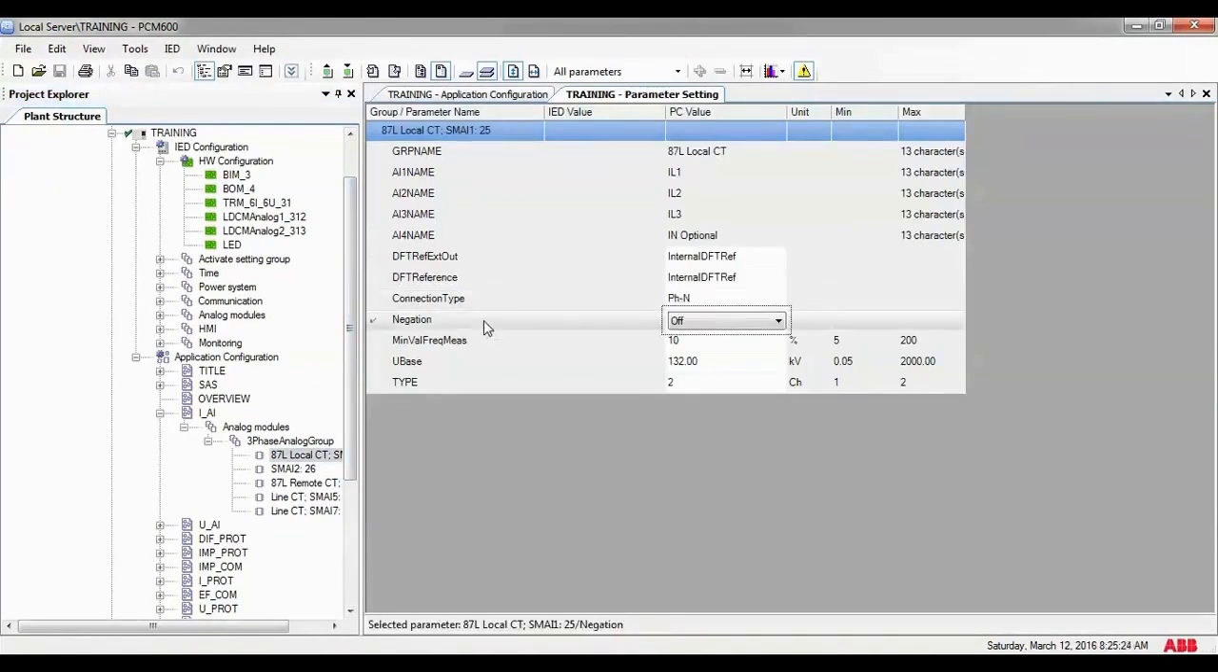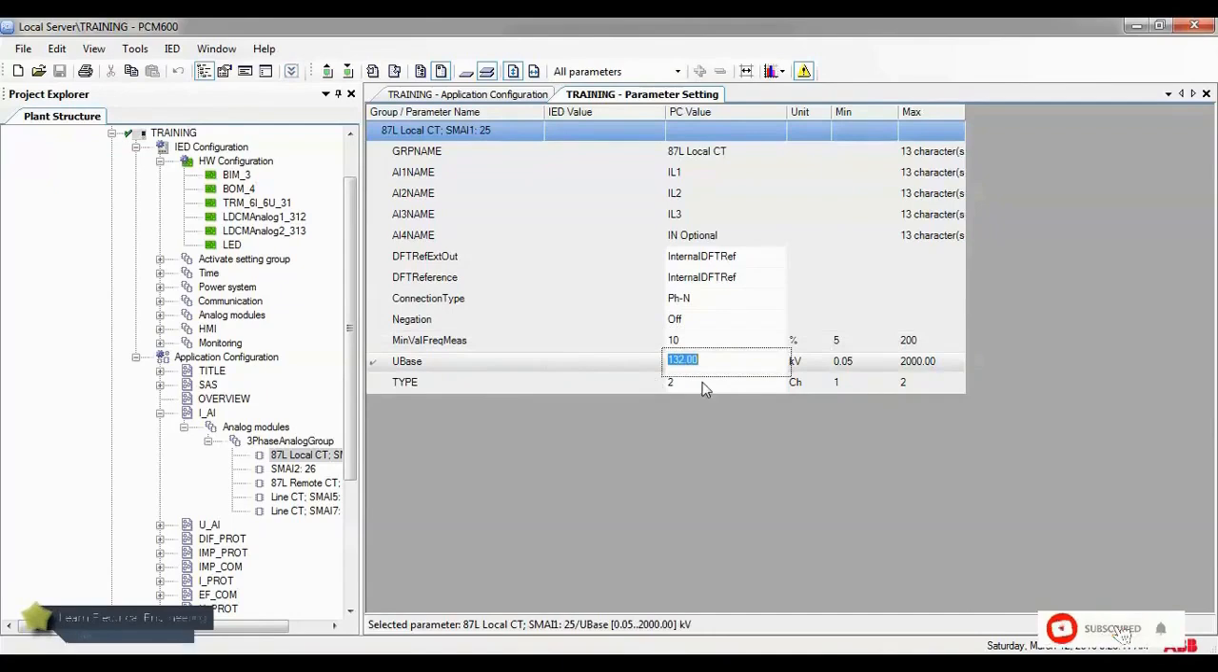Do you want to negate it or not? Of course, we leave it off. The minimum frequency, we set it to 10% by default, meaning every time it calculates the frequency, it's 10% of the U base. The U base you set to 132 kilo. Your number 1 choice, which you chose as 1, means voltage, and 2 means current. Okay?